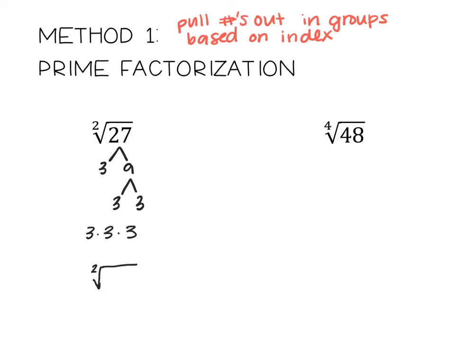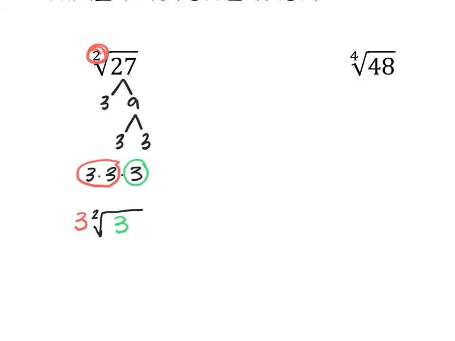So I'm going to pull out numbers in groups of 2 for this. Here I have 2 3s, so I can pull those to the outside. I'm just going to pull out 1 because that's one group of 2 3s. And that other 3 is going to have to stay inside. So the simplified way to write the square root of 27 is 3 times the square root of 3.